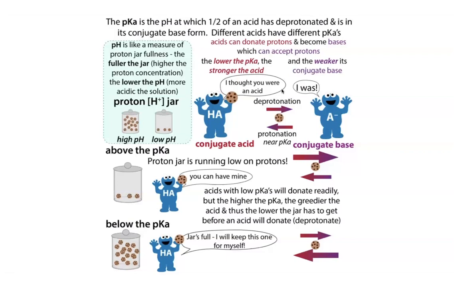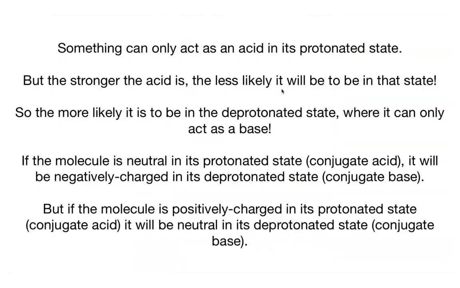And the more stable form is the happier form, the more thermodynamically favorable form, that's the form that you're going to find it in. So it's important to remember that something can only act as an acid in its protonated state. But the stronger the acid is, the less likely it is to be in that state, and thus the more likely it is to be in the deprotonated state. In the deprotonated state, that conjugate base form, it can only act as a base. Once your friend gives up that cookie, it can only take a cookie. It doesn't have another cookie to give up.